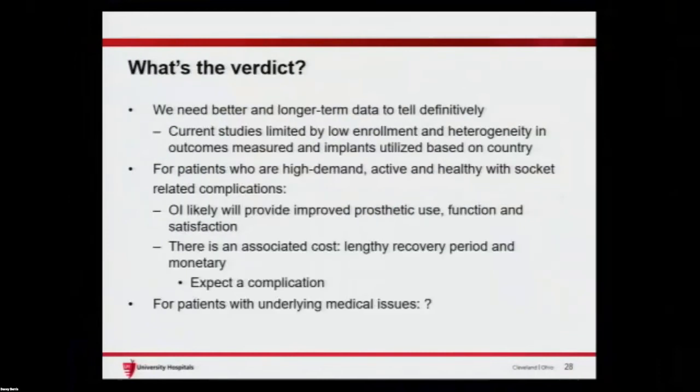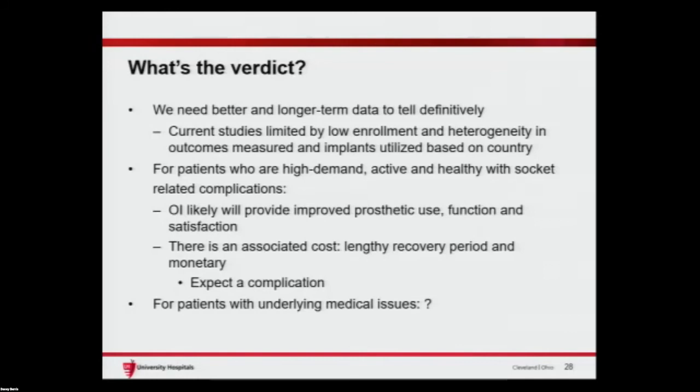So what's the verdict? This is something that, while we have been doing it for a period of time now, I think it's something we're getting better understanding of and getting better and better at. But we need better long-term data to tell definitively what is the ultimate fate for OI in patients with lower extremity amputations. The current studies obviously are limited by low enrollment and heterogeneity within the groups. And the outcome measures, as well as implants, are different depending on the study as well as region that you're talking about.